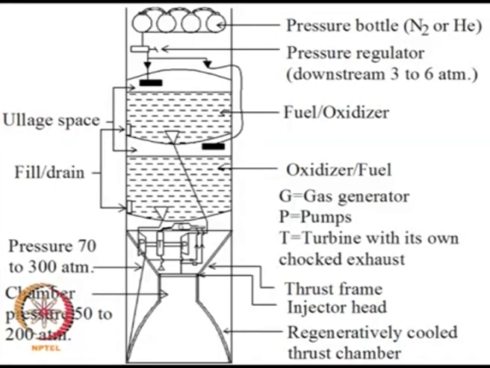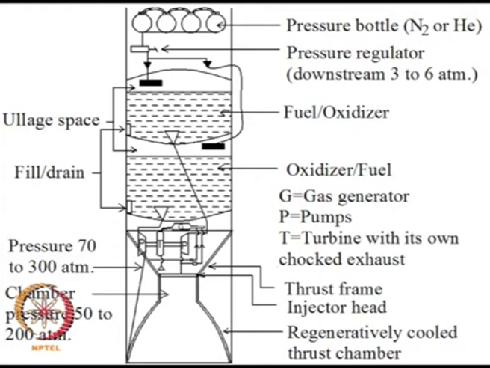and then you have turbo pumps here. You have a separate pump for fuel and a separate pump for oxidizer, and to run these pumps, you need a turbine. So this turbine uses a part of this fuel and oxidizer system. Part of this feed is given to the gas generator indicated by G here, the pumps are indicated by P, and the turbine is indicated by T.